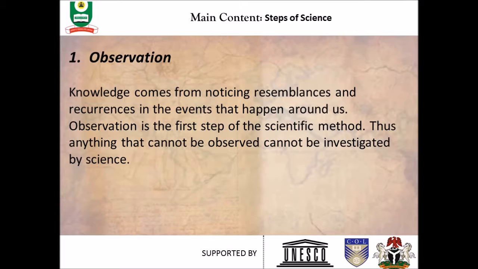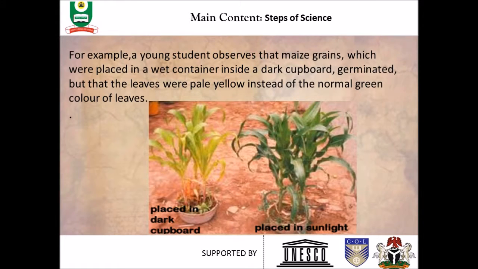Observation comes from noticing resemblances and reoccurrences in the events that happen around us. Observation is therefore the first step of scientific method. Thus, anything that cannot be observed cannot be investigated by science. For example, a young student observes that maize grains, which were placed in a wet container inside a dark cupboard, germinated, but that the leaves were pale yellow instead of the normal green color of leaves.